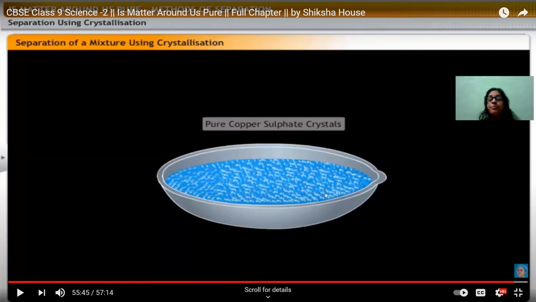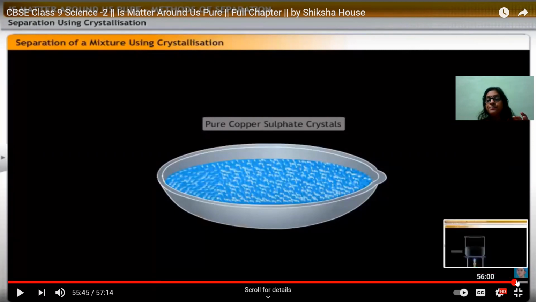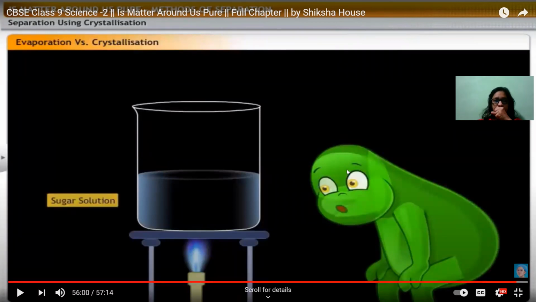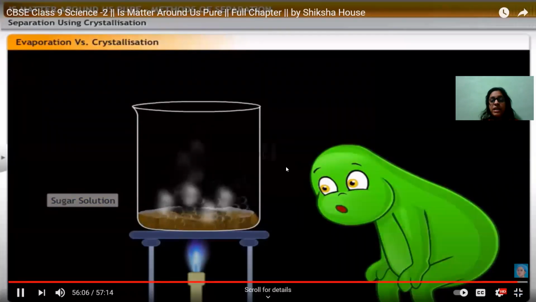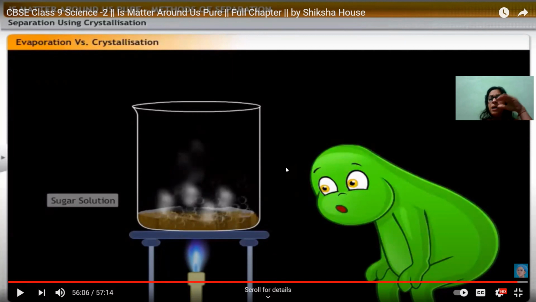So this method is more preferable instead of evaporation to get the pure crystals, that may be of iron sulfate, maybe of copper sulfate, even sugar. Now if the question comes: why should we obtain pure crystals of sugar by crystallization instead of evaporation? Obviously, just have a look here. In a sugar solution, for example, the sugar may get charred when you heat it to dryness. If we evaporate it, when we boil the sugar, we will get a charred solution, and it will also contain some impurities.